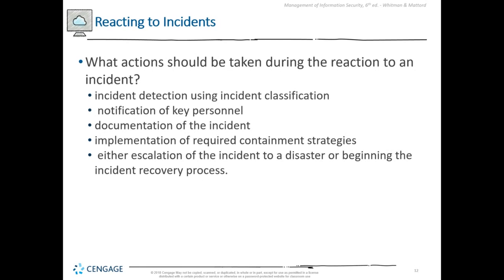As soon as an incident occurs, the right people must be immediately notified in the right order, which is our notification of key personnel. You would have an alert roster. That's a document that contains contact information of individuals that must be notified in the case of an event. You want to make sure that you keep documentation of the incident. This should record the who, what, when, where, why, and how of each action taken while the incident is occurring.